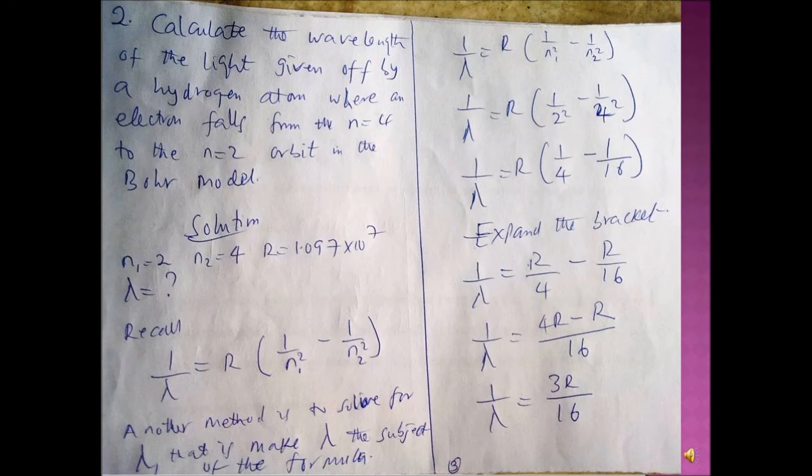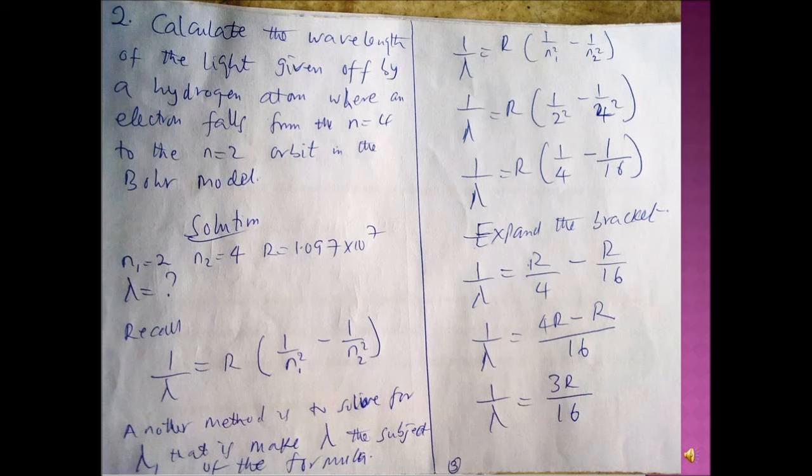Now, our second calculation is going to be on the wavelength of light given off by a hydrogen atom when an electron falls from n equals 4 to n equals 2 orbit in the Bohr model. So write your solution and then bring out your data. We have n1 equals 2 and n2 equals 4, and then our Rydberg constant, then wavelength, which is our unknown. So you write your formula and then you try to what? You now input your values and then make wavelength the subject of the formula.